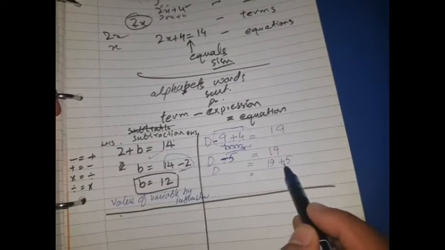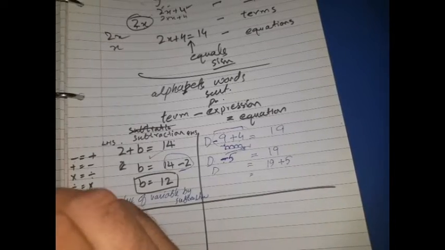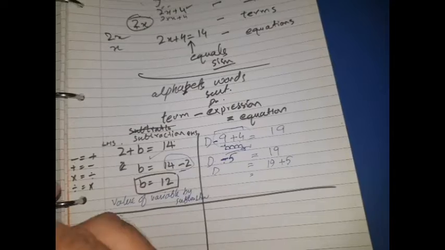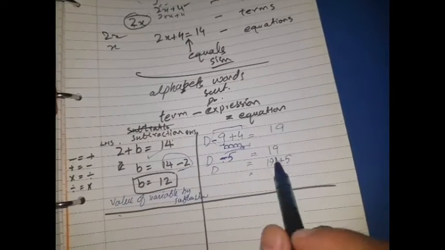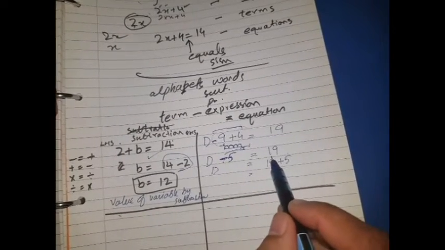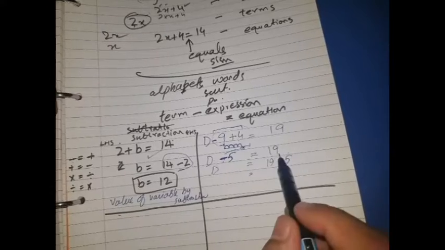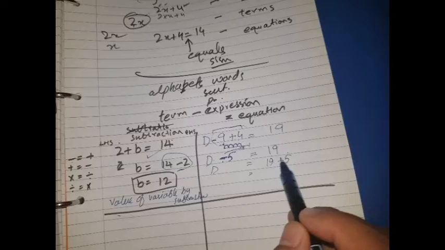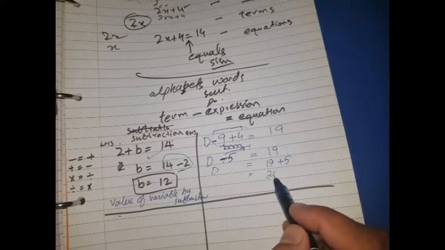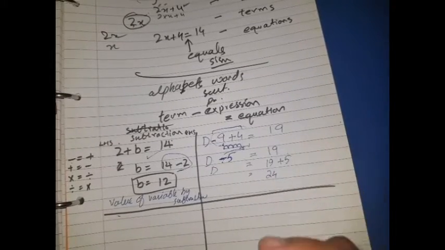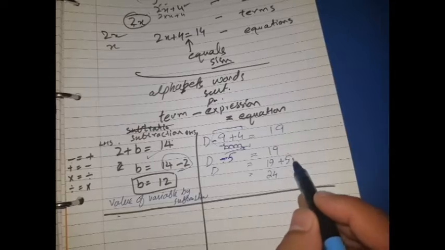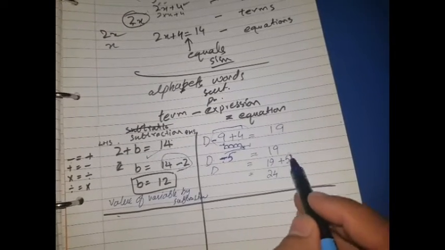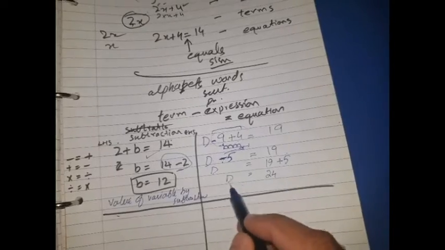So 19 plus 5. Now those students who always count on numbers saying 19, 20, 21, 22, please grow up. You're not in grade 1 or 2 or 3 anymore. What you need to do is take 1 from the 5 and make the 19 into 20, right? Since you have already taken 1, you are left with 4. So 20 plus 4 makes 24. I don't want you to count on your fingers anymore. You are mashallah big enough. You should be able to calculate it this way. 19 plus 1, 20. 20 plus 4 makes 24. So D is equal to 24.